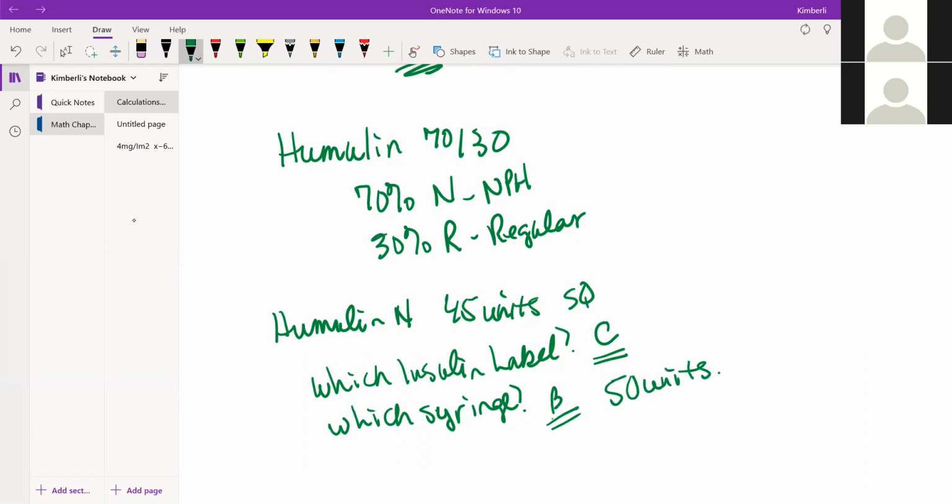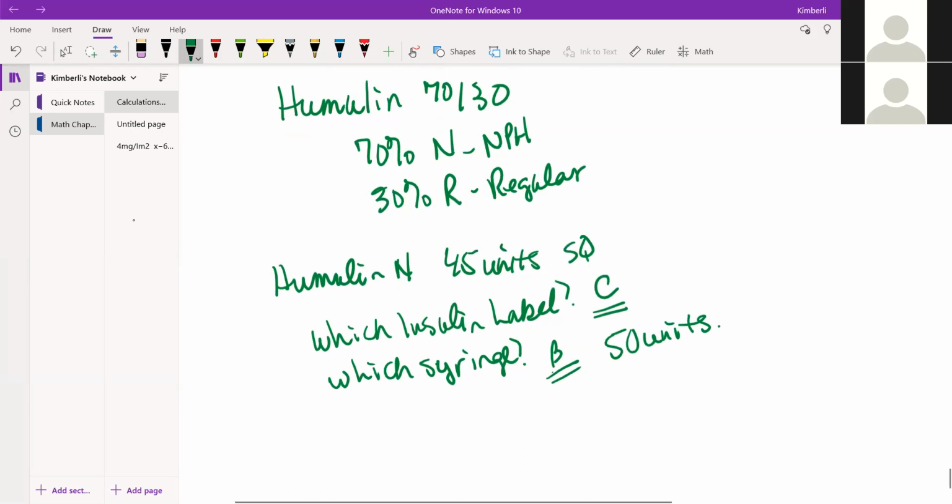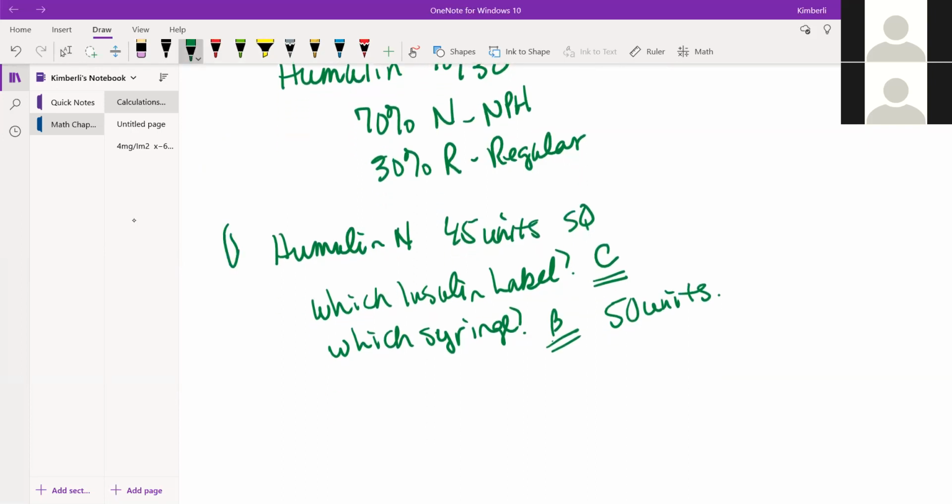Now, could we use A in a pinch if we did not have any 50-unit syringes? Yes, we can, but we have to use it twice. Yes, they're going to have to get stuck twice with it. So, you know, we don't want to do that if possible. Okay, could we use syringe letter C, which is 100 units? Yes, we can. We can, but which one's going to be the most accurate? B. B, we want the 50-unit syringe, it is going to be the most accurate.